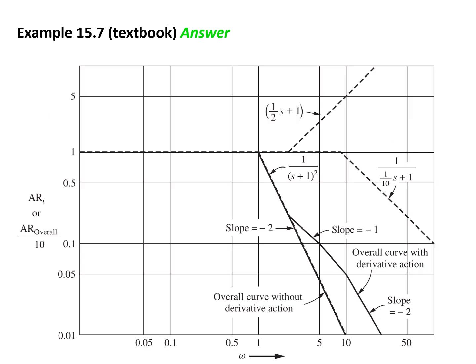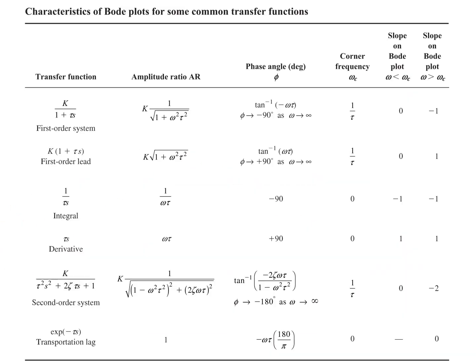Again, as I said before, you can plot AR or AR over 10, and that's what you get, the final plot against omega. And to summarize, here are the different amplitude ratio values you get for the system: phase lag, first order lead, phase lag, integral, derivative, second order, transportation lag, and what the corner frequencies and the slopes involved are. This is just to summarize.